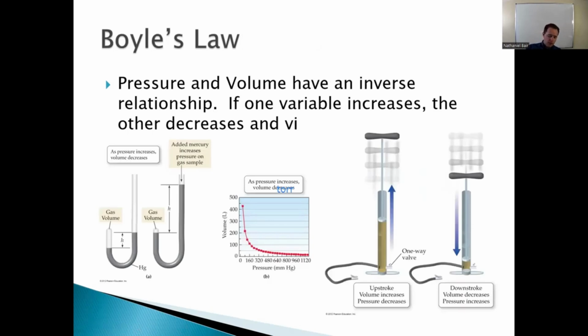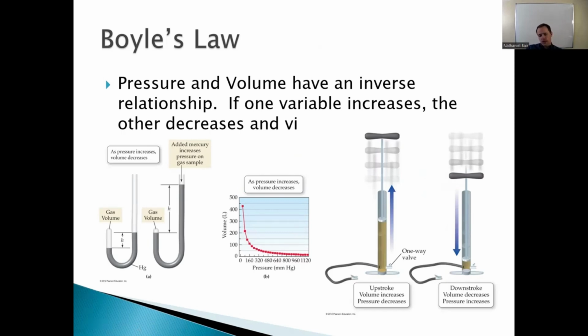Boyle's Law. Let's talk about Boyle's Law. Boyle's Law is the first of our simple gas laws. There's going to be 4 simple gas laws. We got 3 of them on Wednesday. Boyle's Law is the first. Yes, you do have to memorize these formulas for all these simple gas laws.